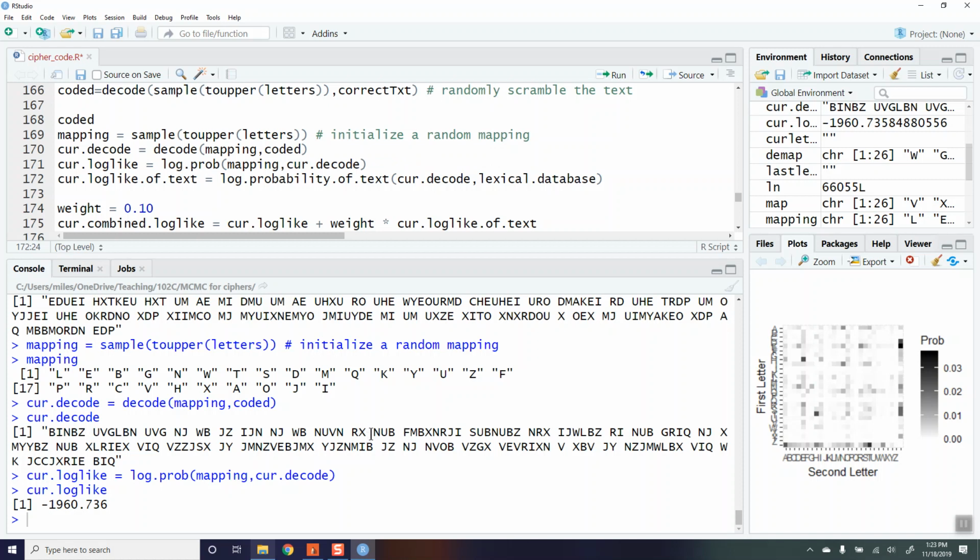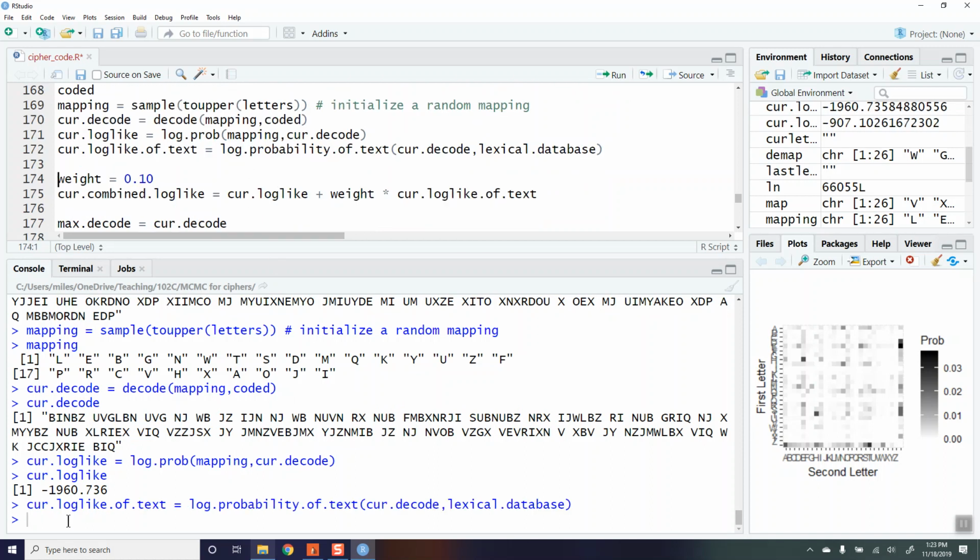The other part is we're going to take this, split it up on the spaces, and look up and ask, does the word NUVN appear anywhere in your lexical dictionary? And it's going to say, nope, that does not appear. So we're going to get very negative words. Let's see if any of these things might appear. Maybe NJ, I'm not sure. I guess I could look it up.